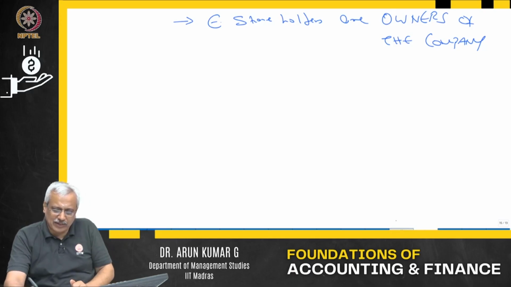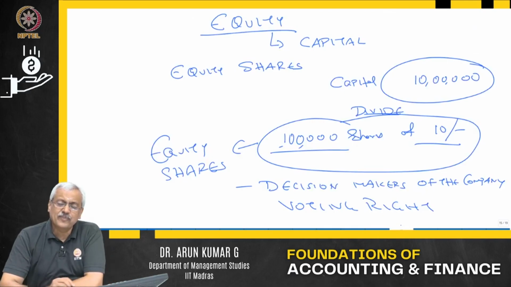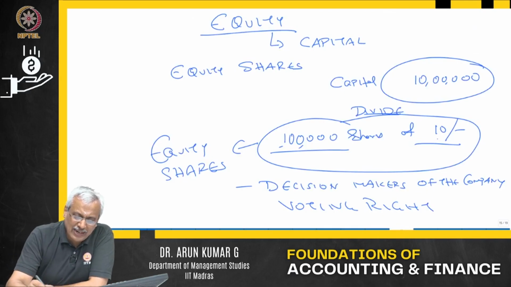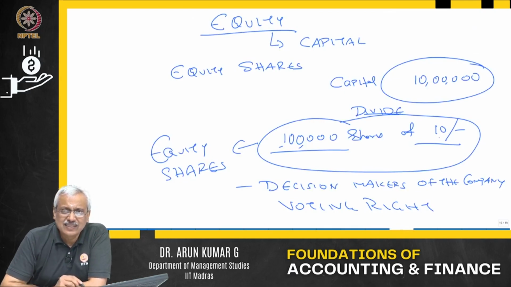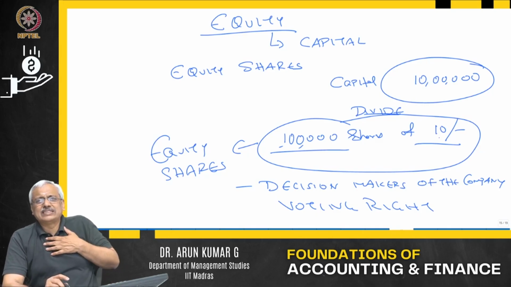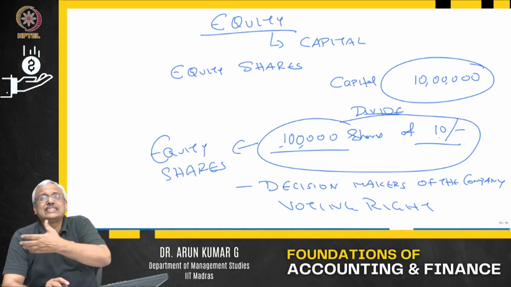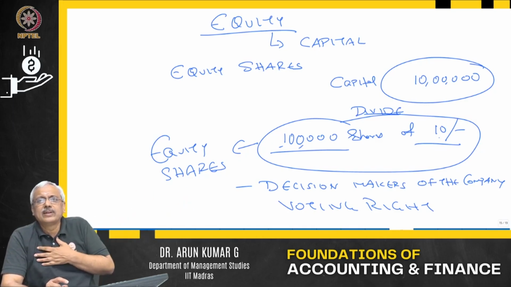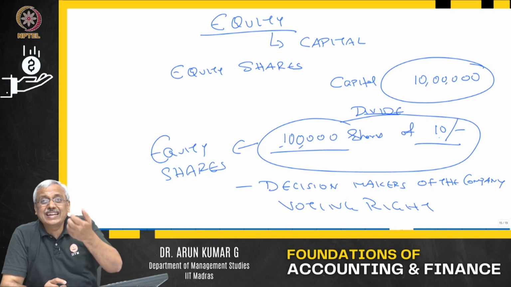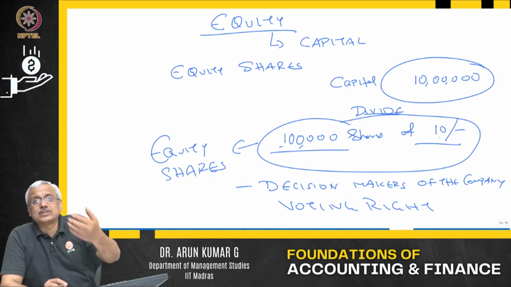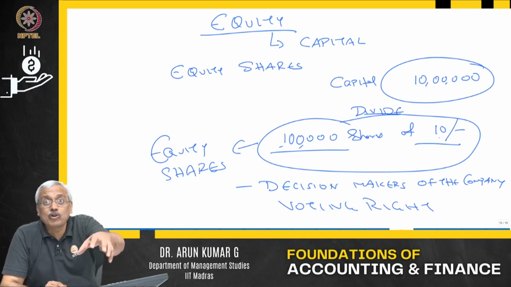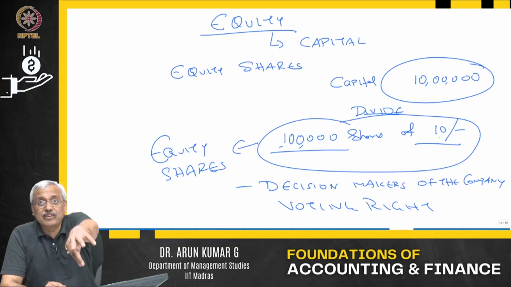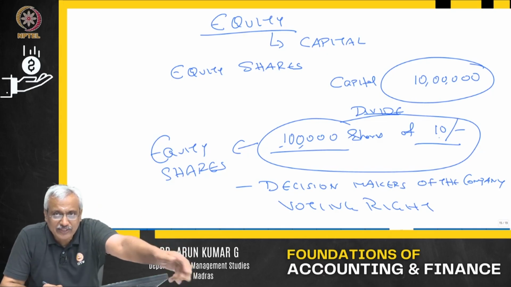For example, let's go back to this previous page itself. There are 1 lakh equity shares of 10 each. I hold 50,000 shares out of that. Then I hold the majority. The other 50,000 is divided among another 100 people. But I hold the majority. So I get to make most of the decisions because I have more voting right. Why? Because each share has one vote. I have 50,000 shares, so I will have 50,000 votes.